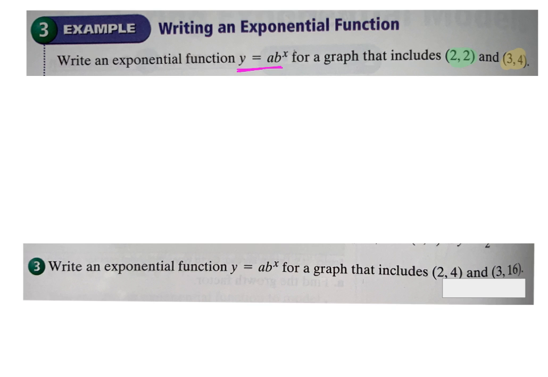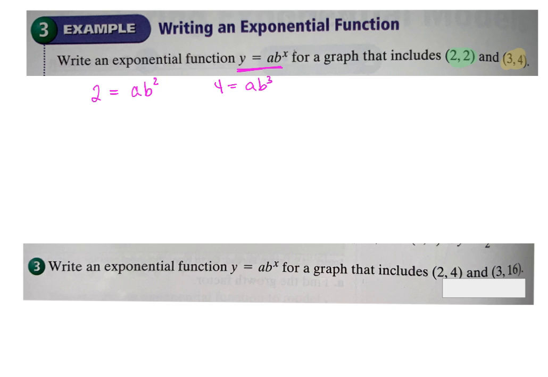So my x and y are 2 and 2. So I have y equals a b to the x. Then I have 3 and 4. So I have y equals a b to the x.